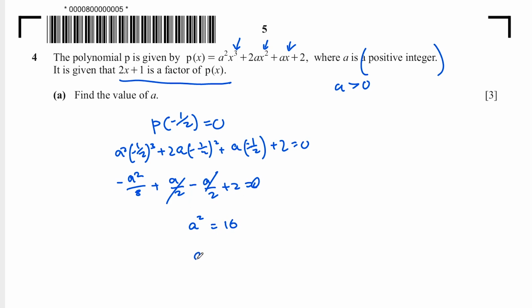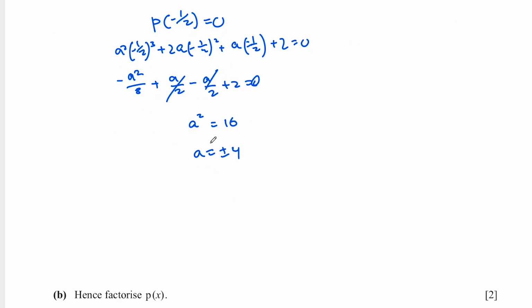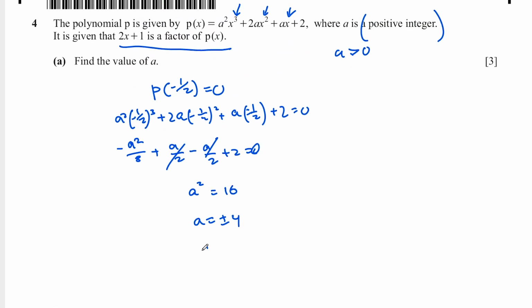Right, so a squared is 16, a will be plus minus 4. But since it's specified in the question that a is a positive integer, we will ignore the negative, right? So a equals 4, positive only, right? Okay.